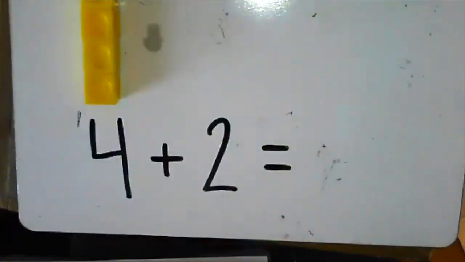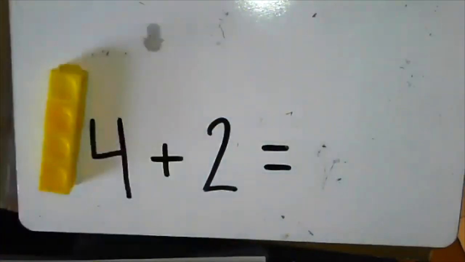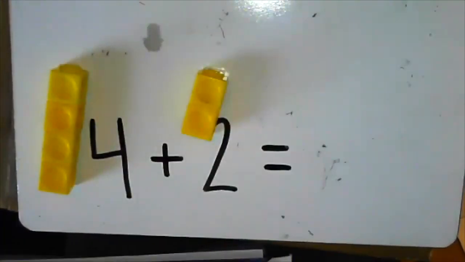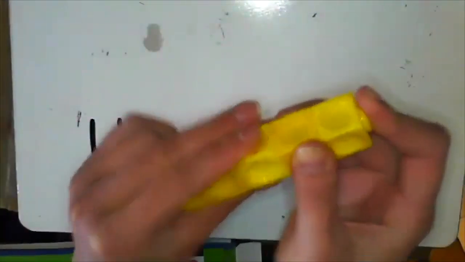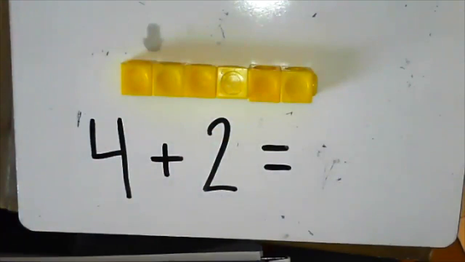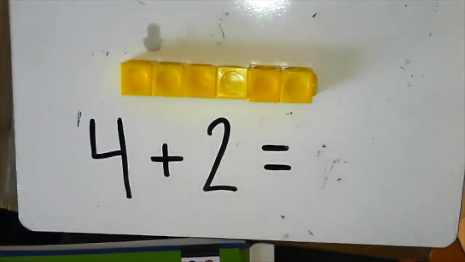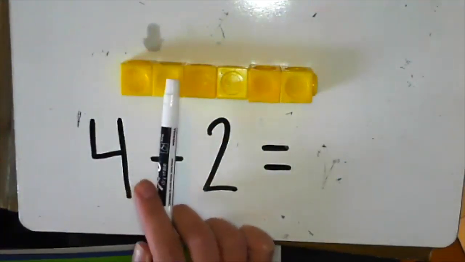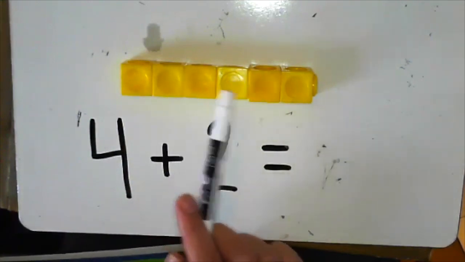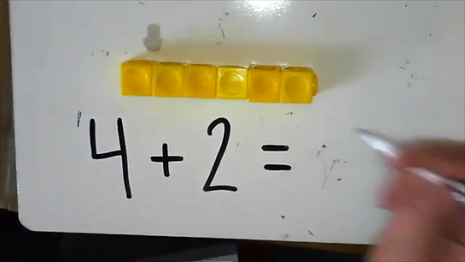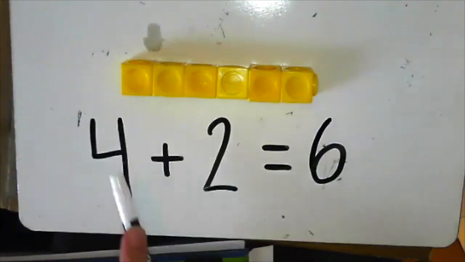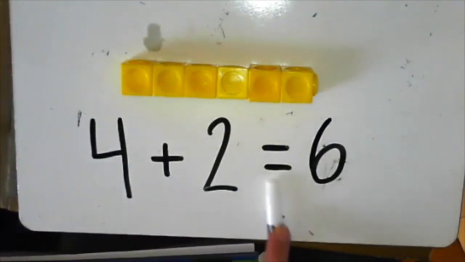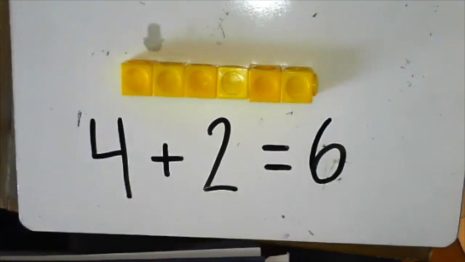Here's my snake of 4 cubes. Here's my snake of 2 cubes. When I put them together, when I join them, I have one big snake of cubes. How many in all? 1, 2, 3, 4, 5, 6. I have 6 cubes in all. 4 and 2 together is the same as having 6.